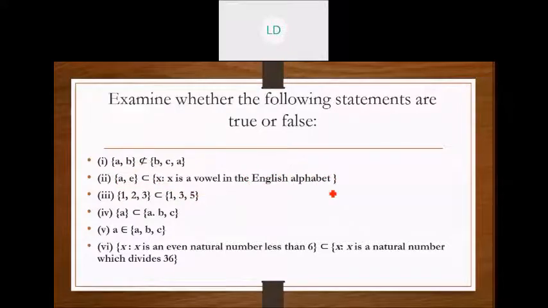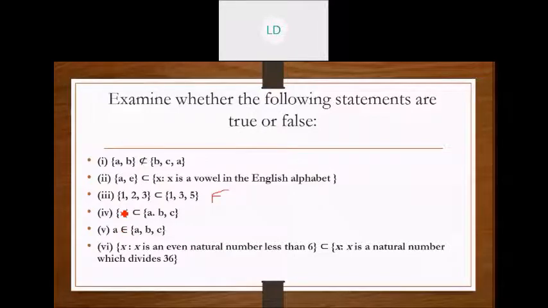So this is true. Next, third one: {1, 2, 3}. Is it a subset of {1, 3, 5}? Here 1 is there here, 1 is there. But 2 is there here, but 2 is not there here. So therefore this does not become a subset. They have given it as a subset, which is false. So this is false.